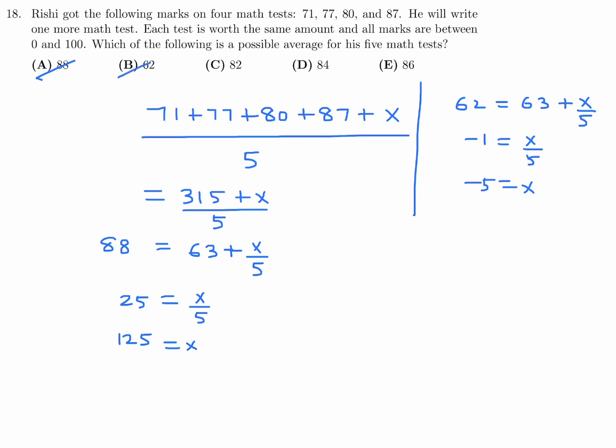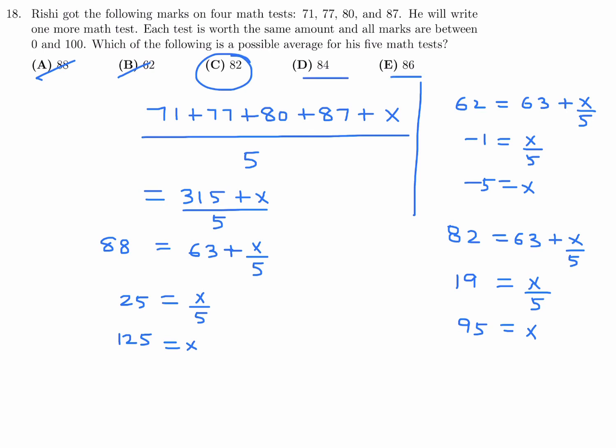So that one's gone. So 82 is our next choice. 63 plus X over 5. Again, subtract and you get X over 5 is 19. And therefore X is equal to 95. That is indeed possible. So that is the answer choice. These two will give you X is equal to 105 and X is equal to 115. And both of those are not possible, right? Because the test can only be between 0 and 100. So number 18, the answer is C.